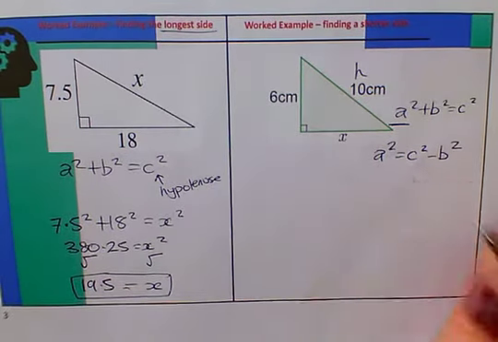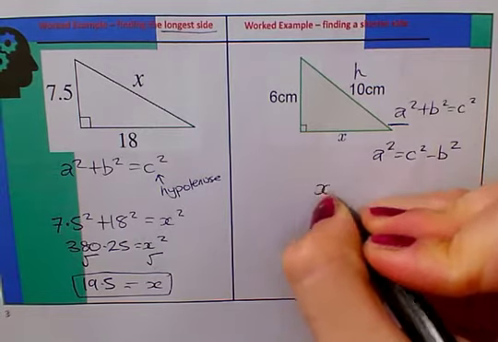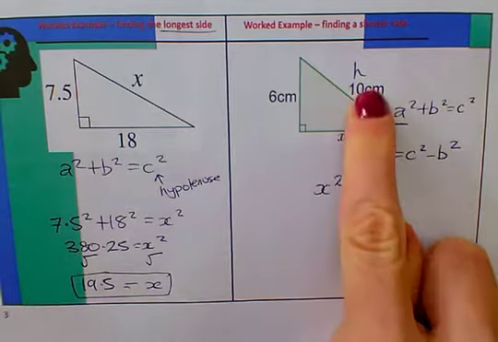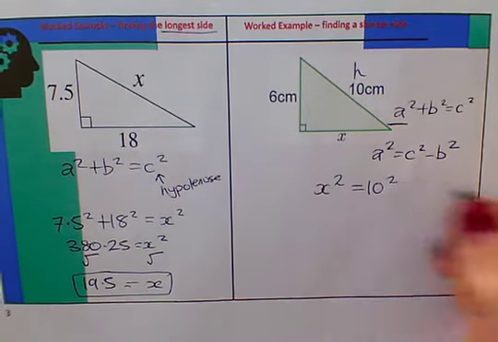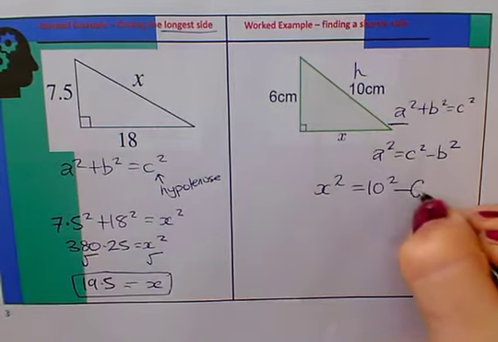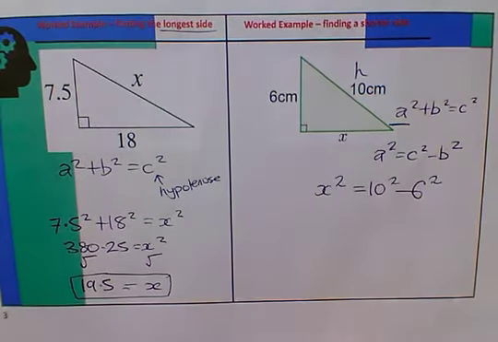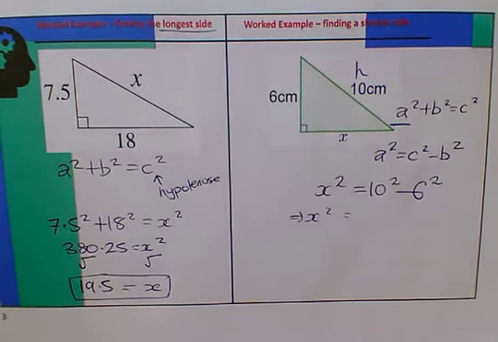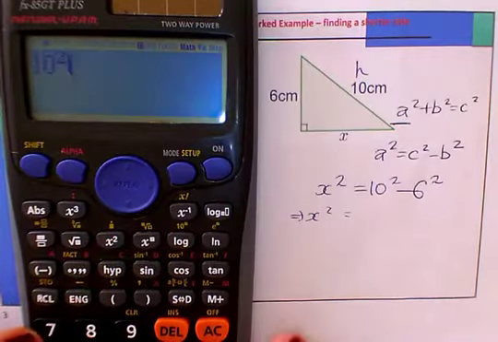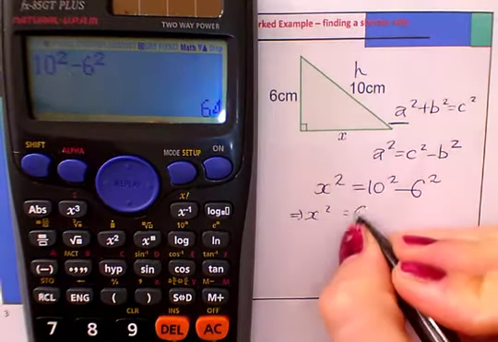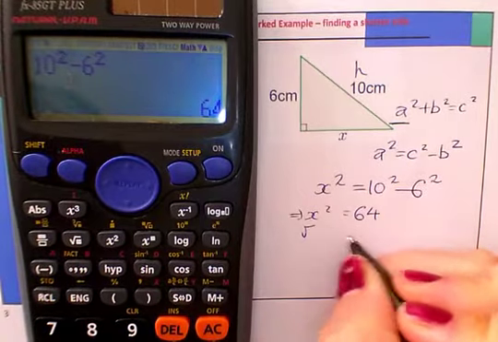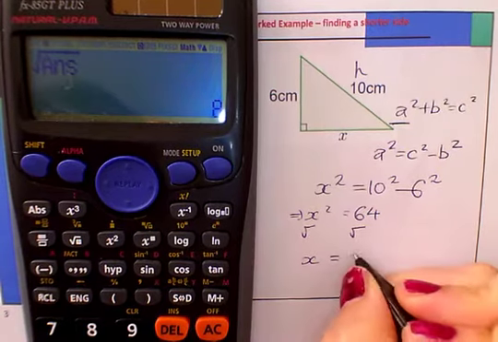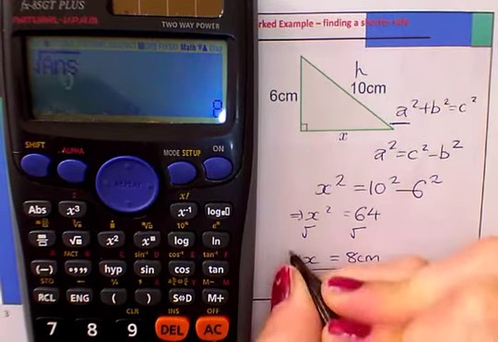So if I substitute that in, that means that a is equal to x, so x squared is equal to, c is always the longest side, which in this case is 10, so c squared is 10 squared, take away the shorter side, which I do know, which is 6 squared. So x squared is equal to 10 squared minus 6 squared, which is equal to 64. And then to find what x is, square root on both sides, and you would get that x is equal to 8 centimetres.